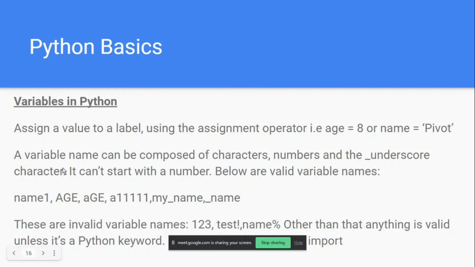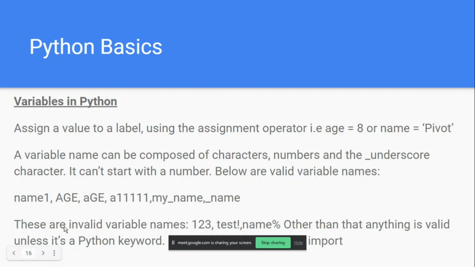And you can't just declare variables anyhow. There must be rules on how you declare variables. So in Python and in a number of programming languages, variable names are composed of characters, numbers, and the underscore. So it's valid to say name1, AGE in caps lock, age11, my_name. These are valid variables.